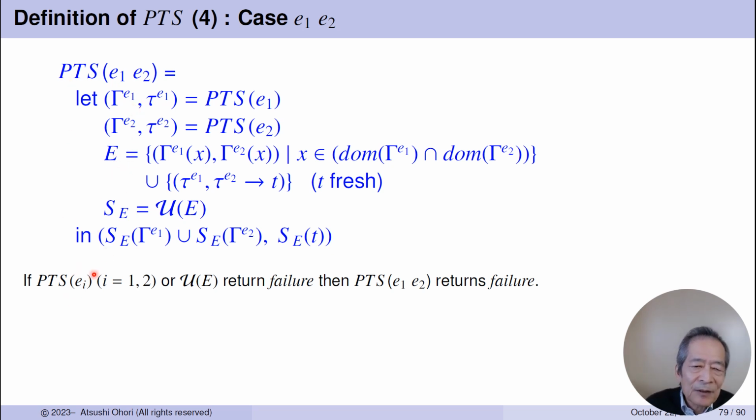Well, there is one comment: this PTS may fail because this unification may fail. So the recursive call may fail, or this unification may fail. In that case, the entire result is just a failure. So this failure case is implicit. It's not written in this definition. If this is a failure, the entire thing is a failure. This is an implicit rule. So this is a side comment.